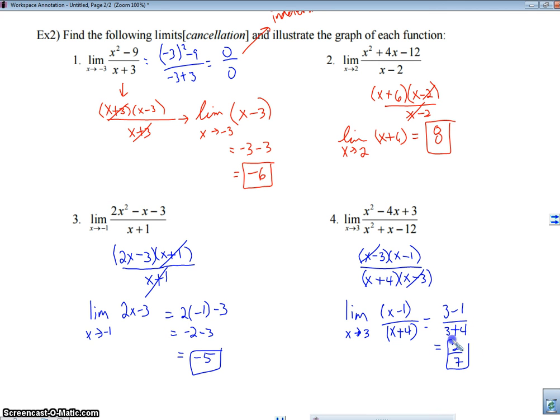2/7. All right, 2/7. Let me check my math. 3 minus 1 is 2. 3 plus 4, 4, 5, 6, 7, 2 over 7. Yes, that looks right. So that is my limit. There you go, using simplification to do limits.